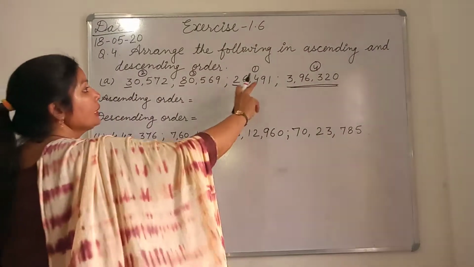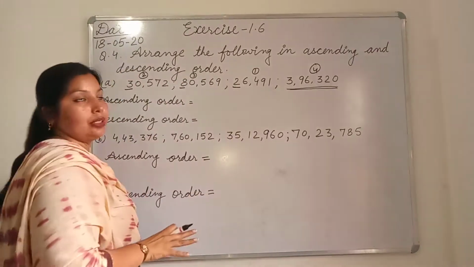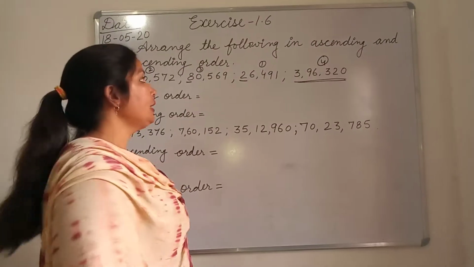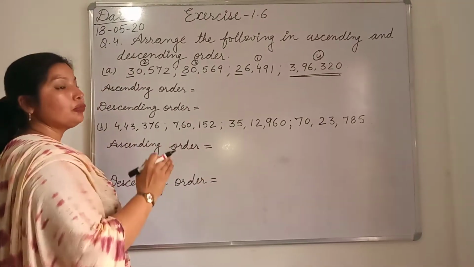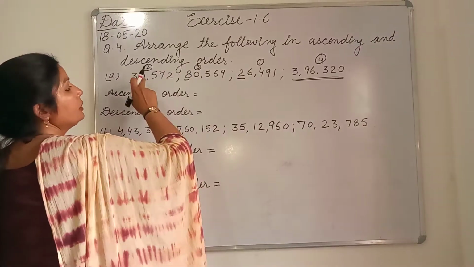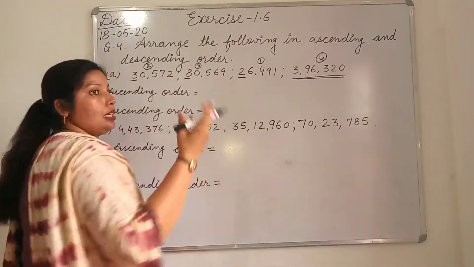We put the numbering according to the ascending order: this is small, then big, then big, then big. And in descending order, it is the opposite of that. That will come first, then second, then third, and this will be last.